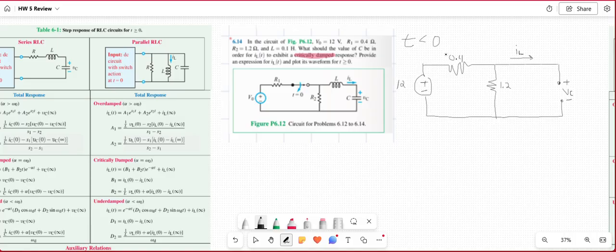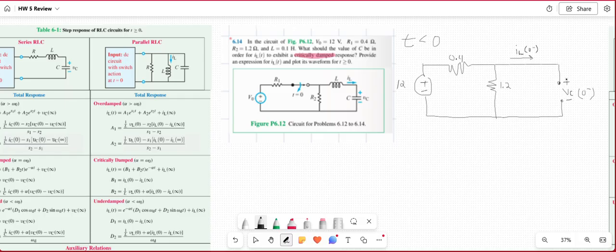Because I did the screen recording late, basically we're just doing the initial condition first for this problem. So we open the capacitor, short circuit the inductor, and we have IL and VC, and we're going to solve for IL of 0 minus and VC of 0 minus. This is what you really want to do at the very start of any of these: find IL of 0 minus and VC of 0 minus.